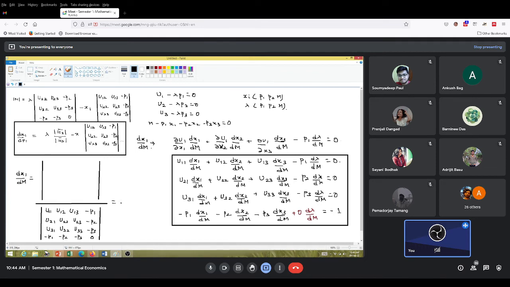Okay, I forgot one thing. Over here, this should be divided by the bordered Hessian, right? I left out the bordered Hessian over here. The entire numerator should be divided by the bordered Hessian. I divided the first component, not the second component. Now, what is this? This is the bordered Hessian, H3.